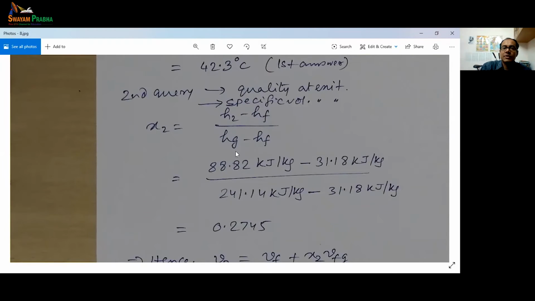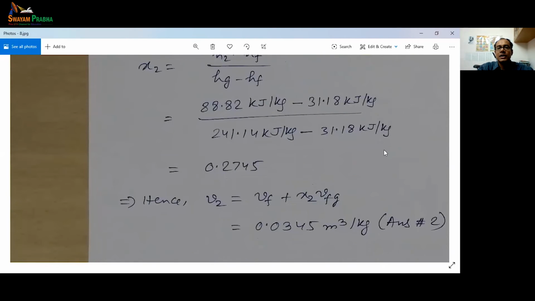Okay, so all these values you can look up from the table, and you can find the quality to be 0.2745. So basically 27.45% of the two-phase mixture will be vapor and the rest will be liquid. So that would be the composition of the refrigerant at the exit.